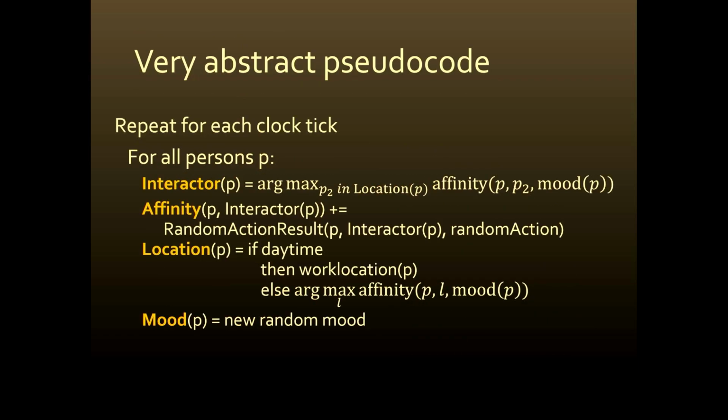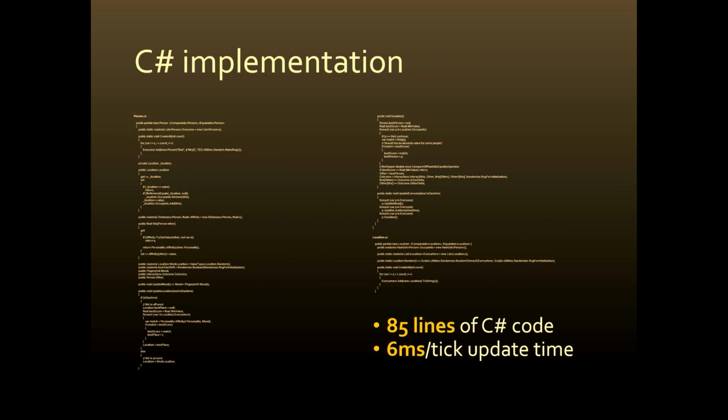So you can describe that very abstractly and very compactly in a kind of declarative form like that. But if you write it in C#, it's 85 lines of C# code. But the good news is that even with 2,000 characters and 100 locations, it's 6 milliseconds per tick to update. So it's nice and fast.